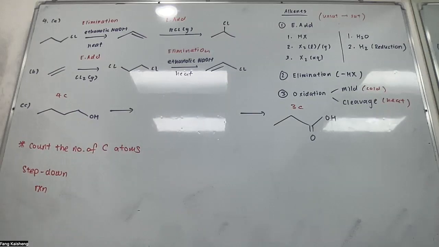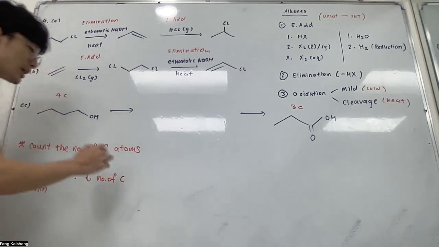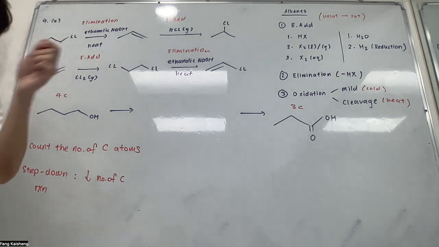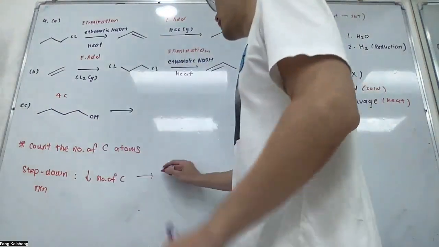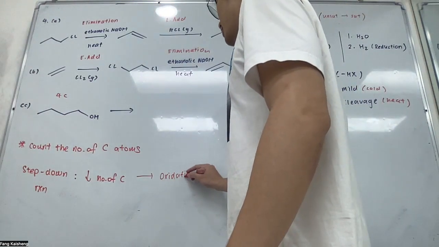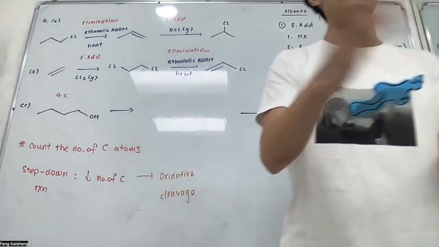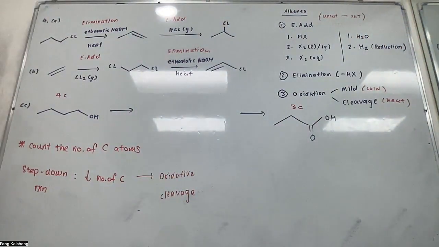A step-down reaction is something that can reduce the number of carbon atoms by 1. But I wouldn't say just by 1, it can reduce by any number, but in this case, it's just by 1. When you identify such reactions, it makes your life easier because you are narrowing down to a certain set of reactions. For this question, for this topic, what we've done so far, oxidative cleavage is a step-down reaction, because inevitably, you're cutting something into smaller pieces. So that means oxidative cleavage must happen somewhere.